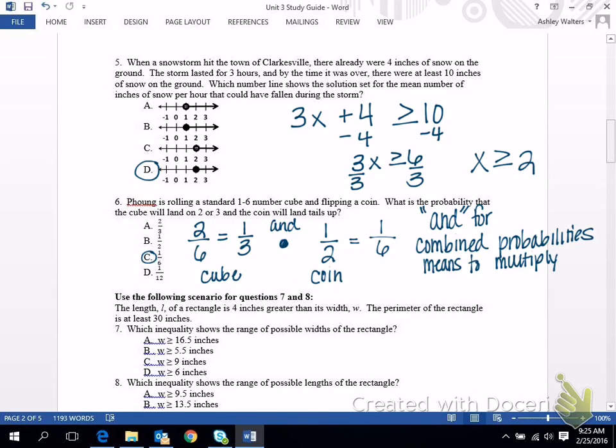And notice when we had 2 or 3, and we've looked at this several times, with 2 or 3 you're adding together their totals. It was a 1/6 chance of getting a 2 and a 1/6 chance of getting a 3, so combined you've got a 2/6 chance at getting either of those. And then when we combined it with the outcome of the coin, we multiplied because we used the keyword and. So and for combined probabilities means to multiply.